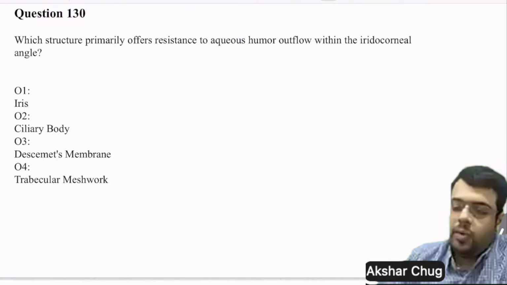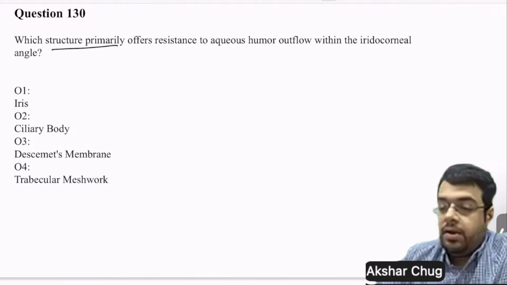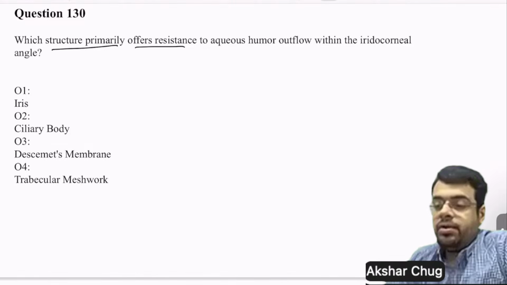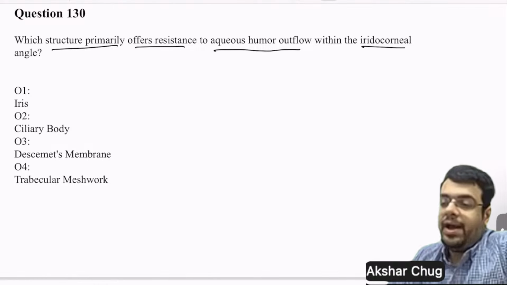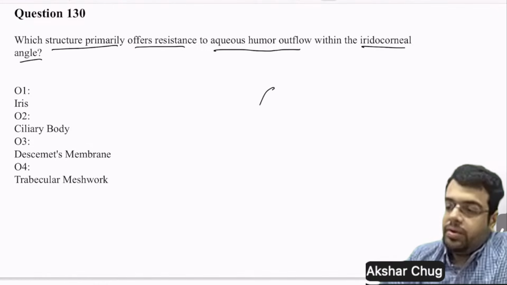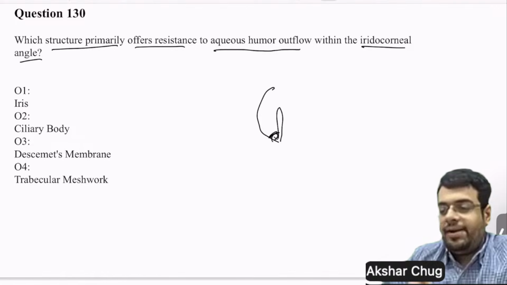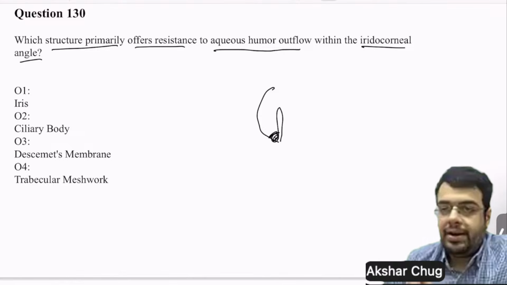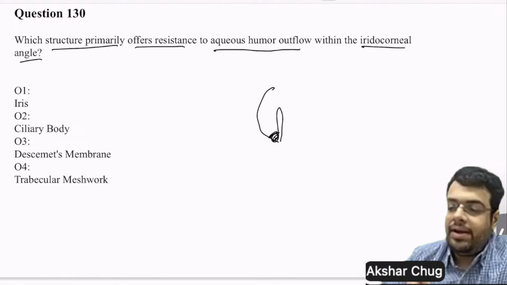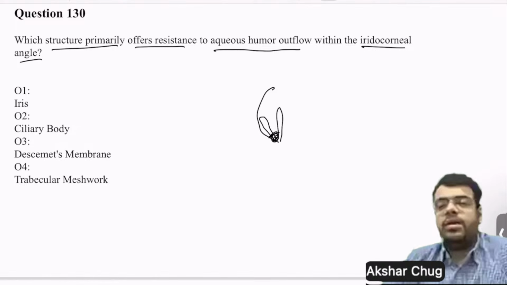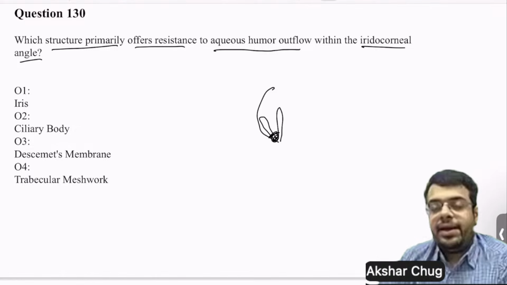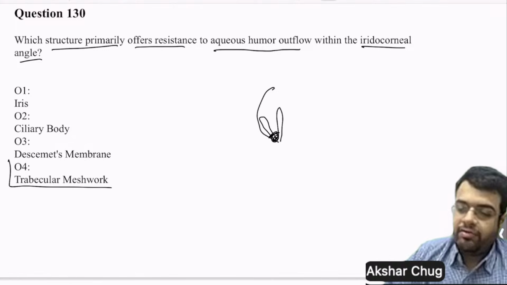Question 130, structure primarily responsible for offering resistance. Which structure primarily offers resistance to aqueous humor outflow within the iridocorneal angle? So let's suppose this is the cornea and this is the iris. Since it is the iridocorneal angle, we will have the trabecular meshwork, which if it gets blocked, leads to open angle glaucoma. But when the iridocorneal angle reduces, it results in closed angle glaucoma. So the correct answer is trabecular meshwork.